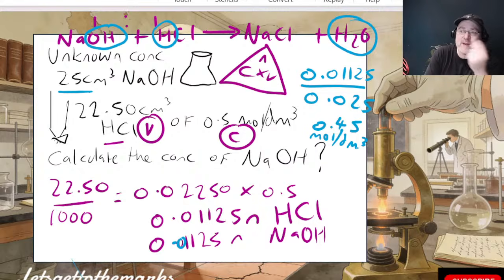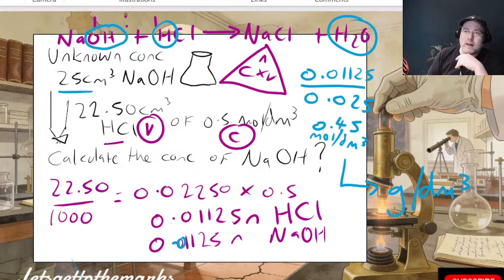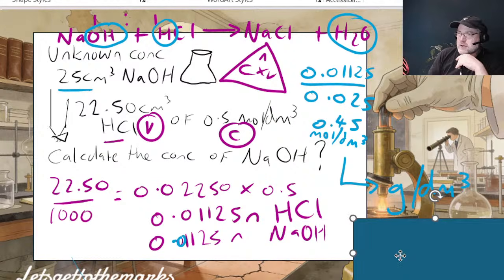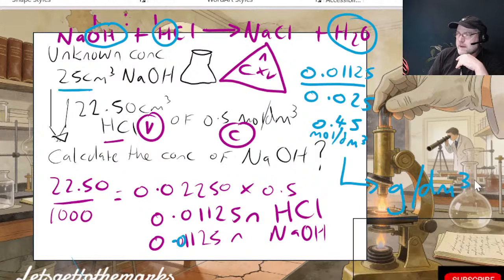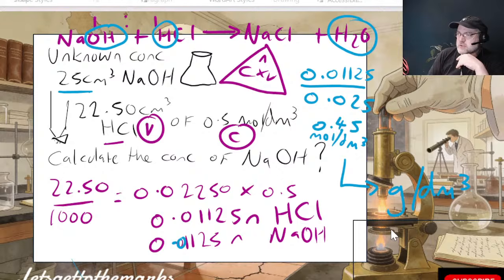So yeah, now something they throw in occasionally. So we worked out, by the way, that'll get you like 4 marks. We worked out it's 0.45 moles per decimeter cubed. Something they throw in occasionally is convert this into grams per decimeter cubed. How do we convert that into grams per decimeter cubed? Well, guess what? AQA are so beautiful that they will give you a big fat clue. And they will give you the Ars in the question, the atomic masses in the question.